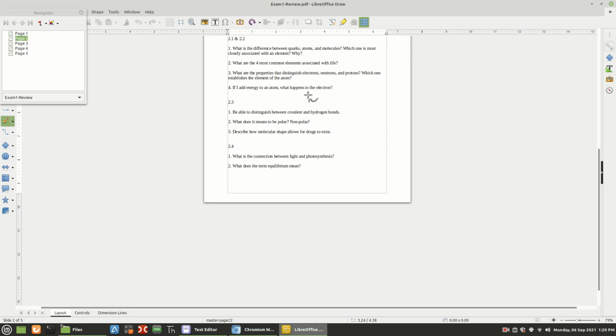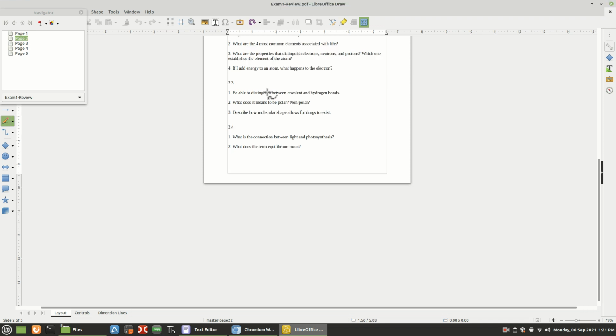You should be able to do that. You should have learned that in the 6th grade, I hope. Maybe 5th grade. But you should know the difference between an electron, a neutron, and a proton, and how they make up an atom. If you add energy to an atom, what happens to the electron? The electron spins faster. It spins around the outside of the atom faster.